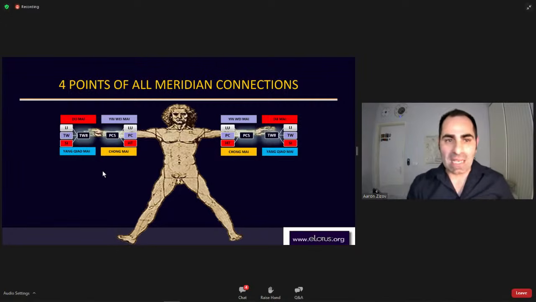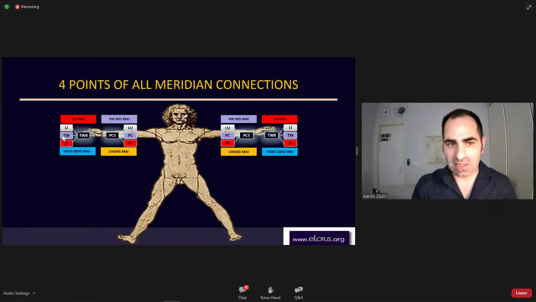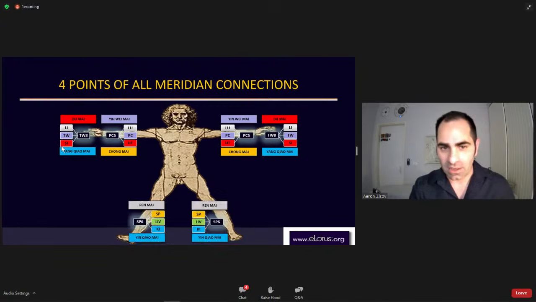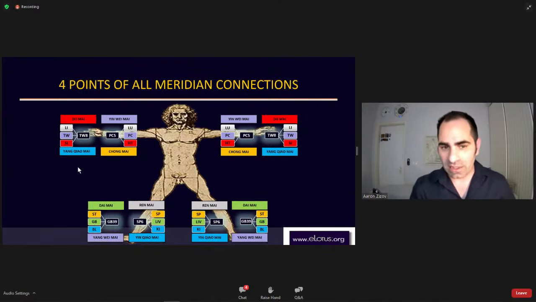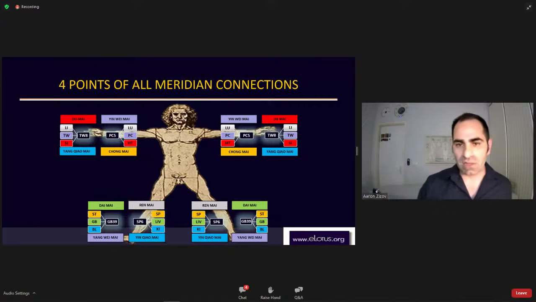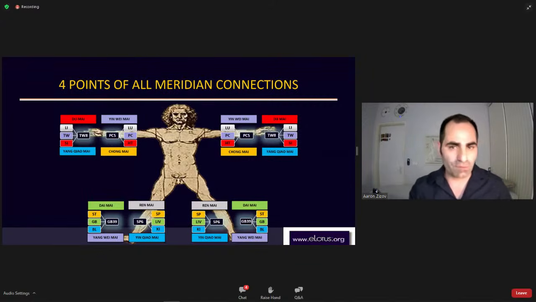Okay, and for the yang aspect of the hands, we have Triple Burner 8, which is the connection point for large intestine, triple burner, and small intestine with Yang Wei Mai and Du Mai. Same for the legs, we have Spleen 6 and Gallbladder 39. So we have different options and possibilities by using these points when we want to work on a few meridians altogether instead of puncturing 50 needles in a treatment. Okay.